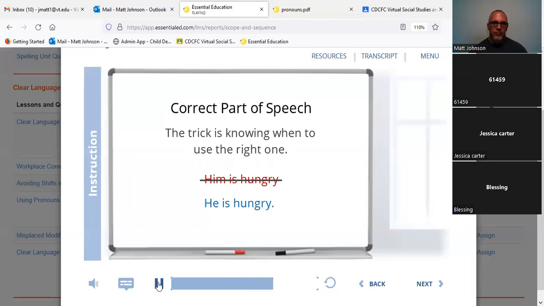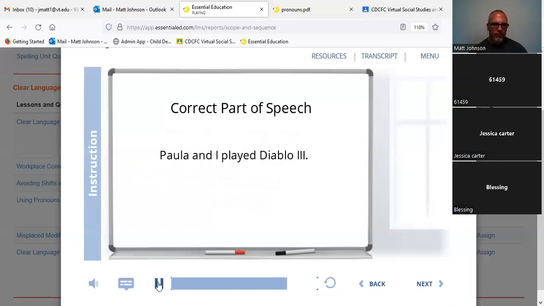But one big exception is when the pronoun is in a group. Then it's easy to get confused about which pronoun is right. But there's an easy trick to figuring it out. Like, take a look at these sentences. Paula and I played Diablo 3. Paula and me played Diablo 3. Okay, which one is right?